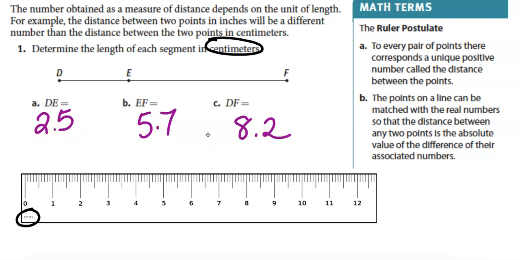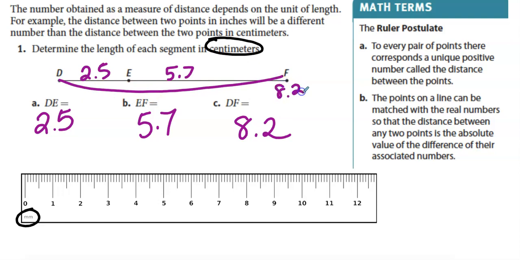Because I know this is 2.5, this is 5.7, and then the whole thing is 8.2. So the reason that makes sense is if I add these 2 segments together, if I add 2.5 plus 5.7, I actually get 8.2. Okay, so that's kind of how you can double check to see if you're correct.